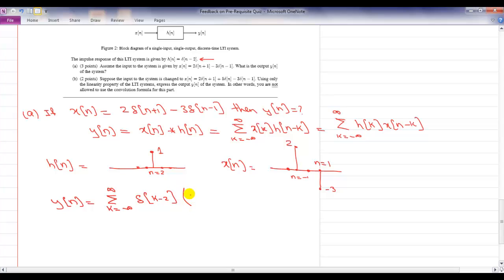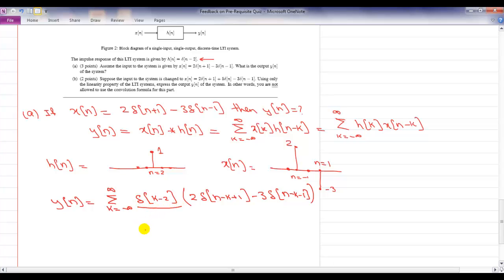And I'll replace x of n minus k with its value. So x of n is 2 delta n plus 1 minus 3 delta n minus 1. So I write that with n replaced by n minus k. So I get 2 delta of n minus k plus 1 minus 3 delta of n minus k minus 1. Now this is an infinite summation, but each of the terms is getting multiplied by delta k minus 2.